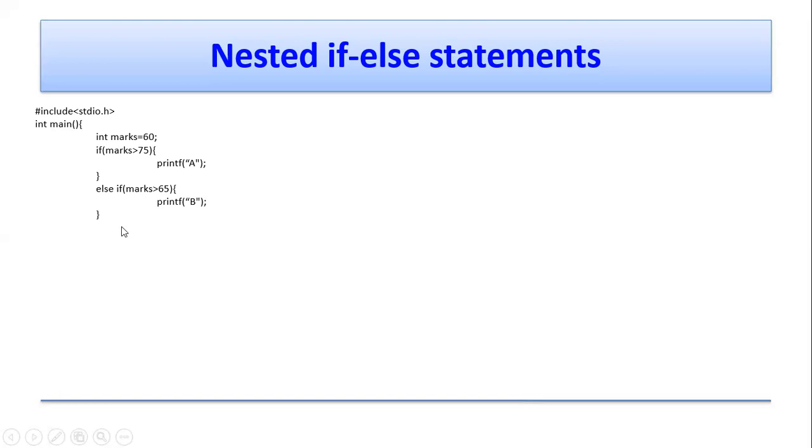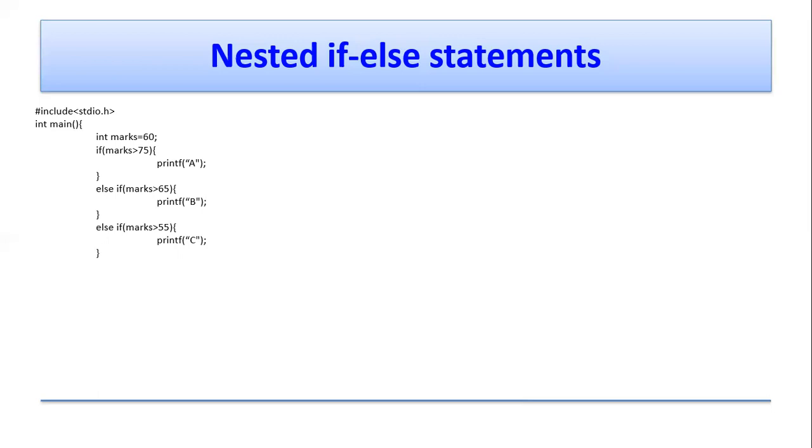Else means marks less than 65. Even with marks less than 65, I can't say fail or C or whatever. I have to check whether marks are greater than 55. If marks are greater than 55, I can print C. Else means marks less than 55.